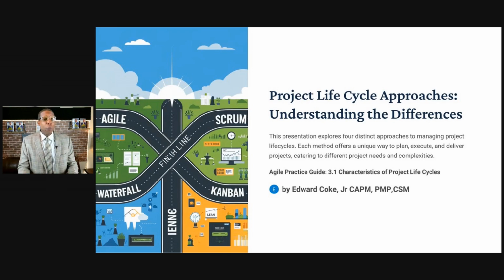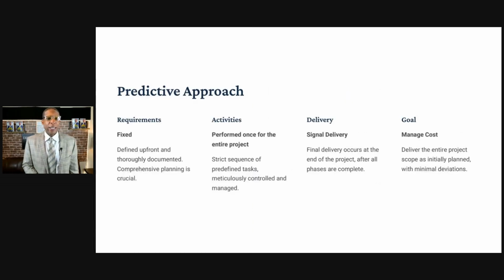Welcome back, family. I'm super excited because today we're going to be talking about the Agile Practice Guide, specifically page 18, which is 3.1 characteristics of the project lifecycle. We're going to talk about the 4 distinct approaches to managing the project lifecycle. So with no further ado, let's just jump into today's episode.